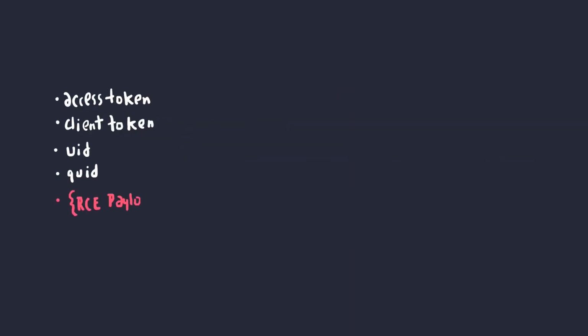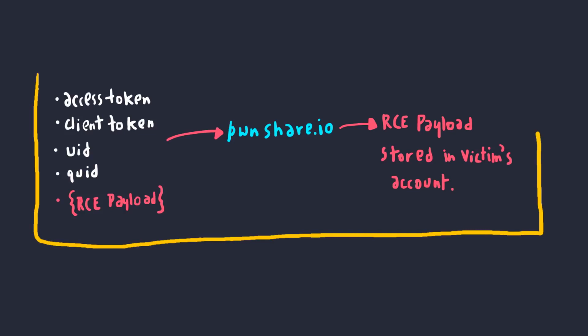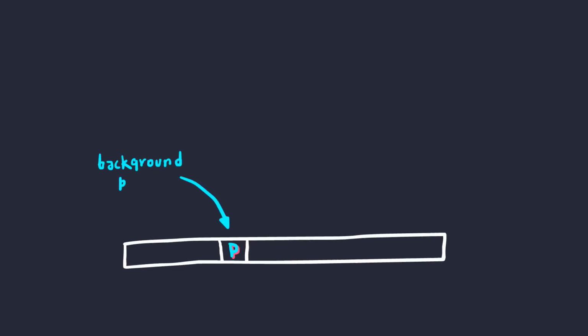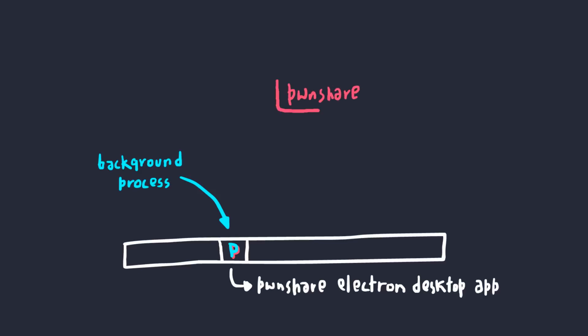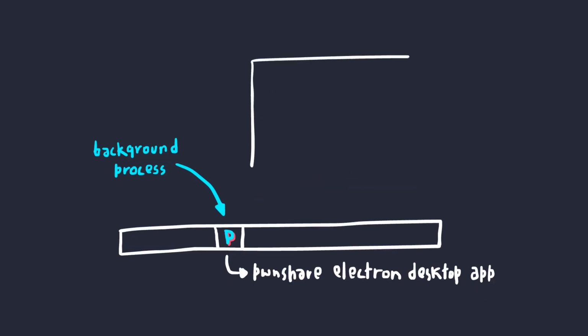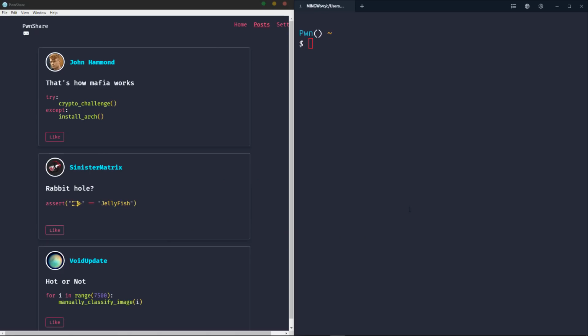Once we make a create message request, as expected, the web application will create a message with our RCE payload in it. But we're still inside a browser. How do we get the actual code execution? As it turns out, if you had the desktop application running in the background, it automatically reloads all the new messages using WebSockets and automatically triggers our RCE payload. Which means if the user had the application running in the background and visits a link in the browser, we get code execution. Alright, now let's see this in action.